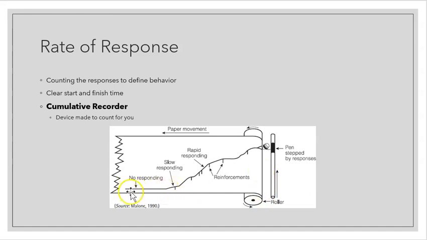So the further apart your responding is, the flatter your curve. But then the quicker the responses are to each other, the steeper you're going to have on that curve. So it's really just a way of looking at not only the number of responses, but how those responses are related to each other. Was it slow responding, rapid responding, that kind of thing.